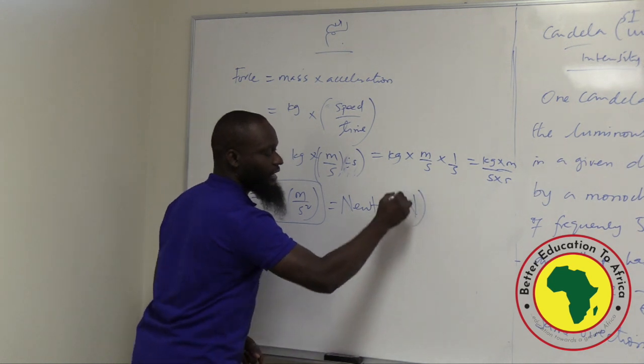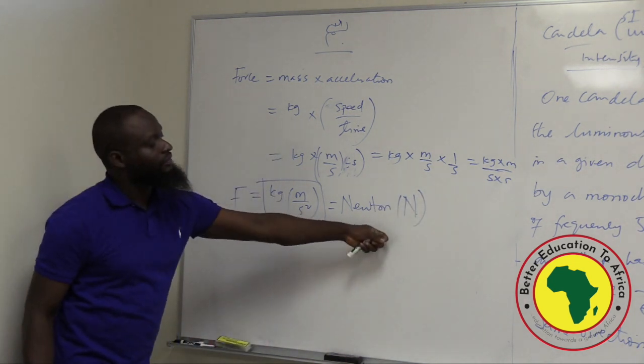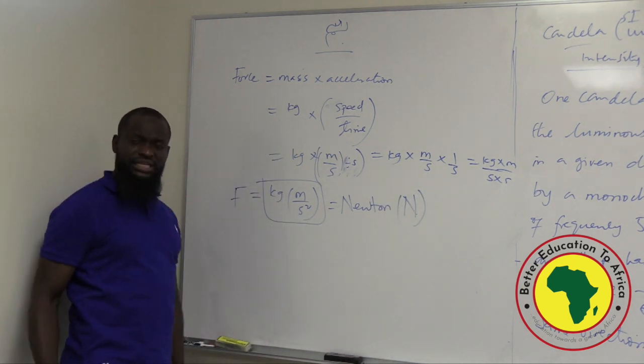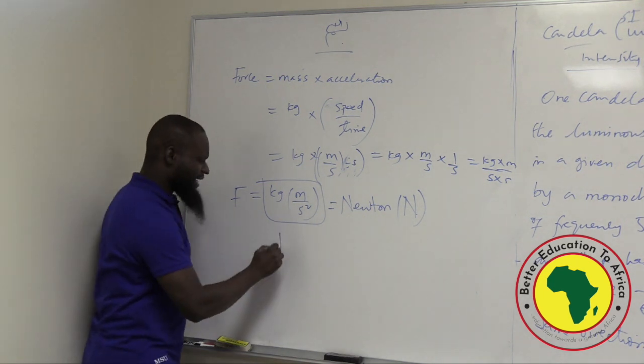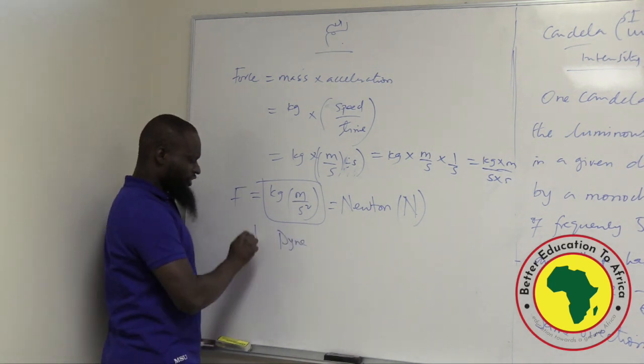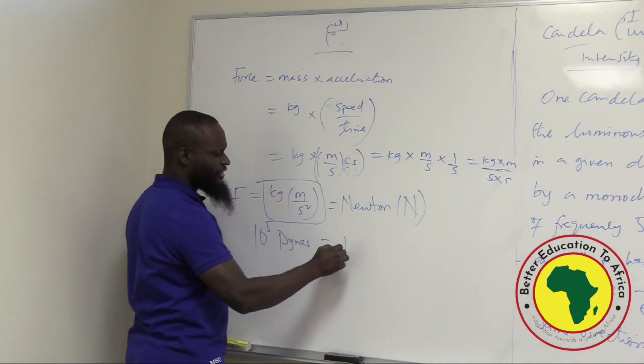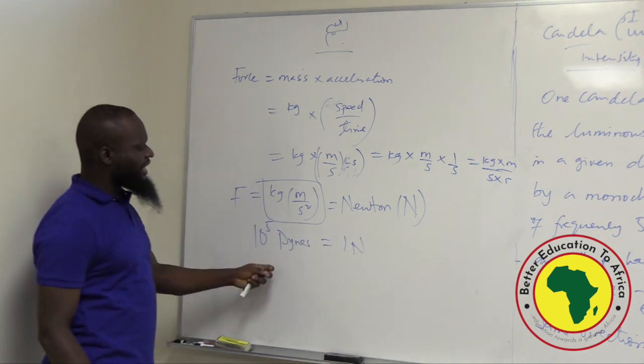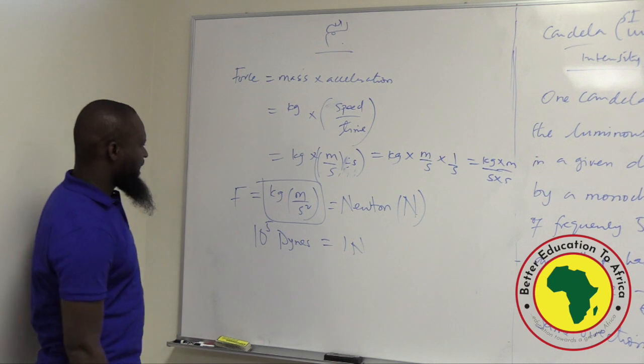Newton, N. So the unit of force is the newton. In the British unit, they call it dyne. The old unit, so 10 to the 5 dynes is 1 newton. But we don't use that anymore. We use the newton.